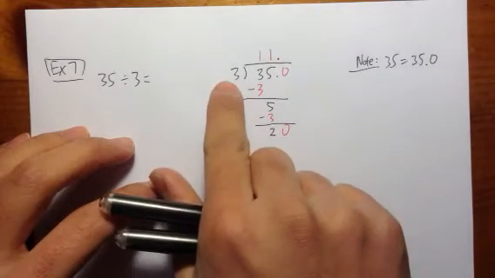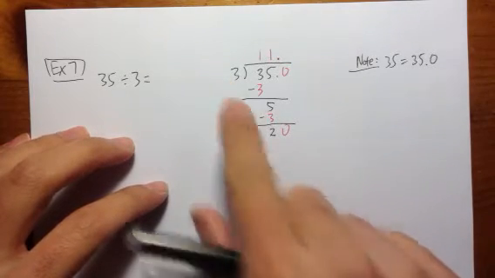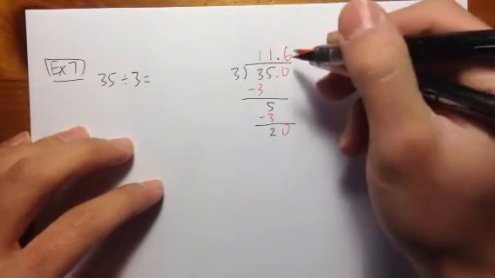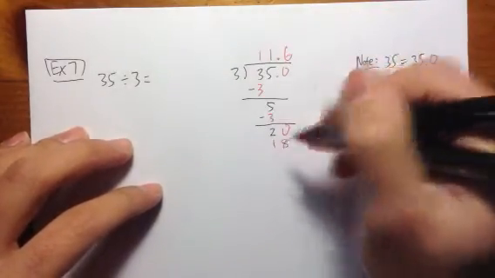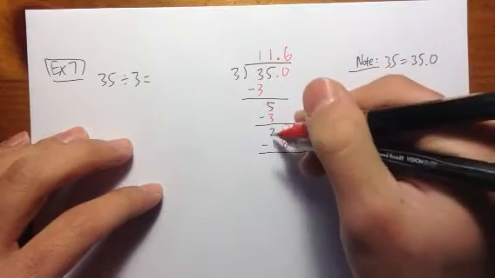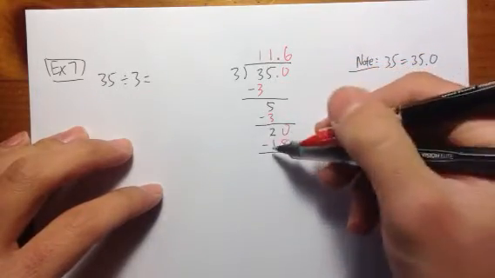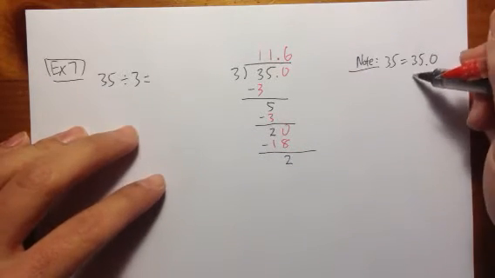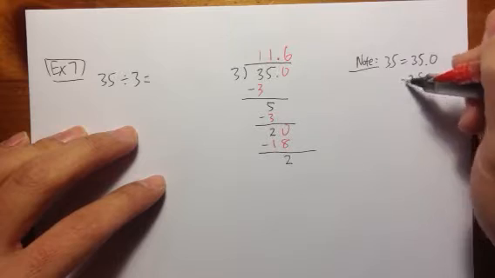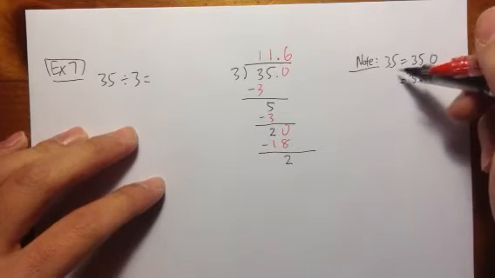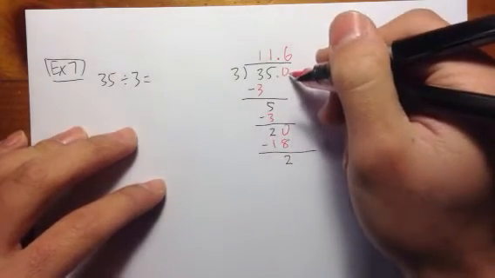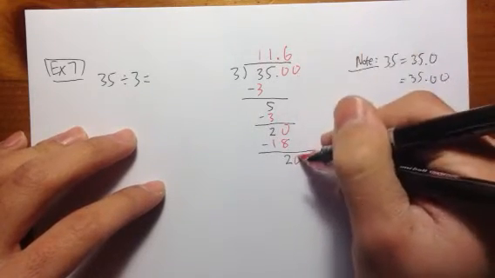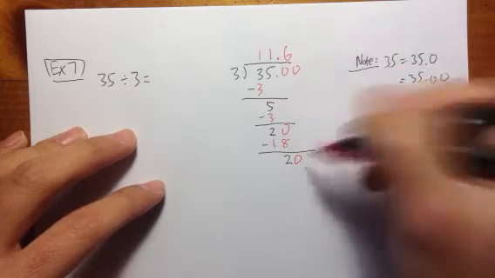And now I'm looking at 3 and 20. 3 goes into 20 6 times. 6 times 3, we get 18. Subtract from 20. So 20 minus 18, you get 2. Well, let's do 35.00. That's the same as the original 35. I'm going to add another 0 right here. And I can bring down this 0 here. Right? I can bring this 0 down here.